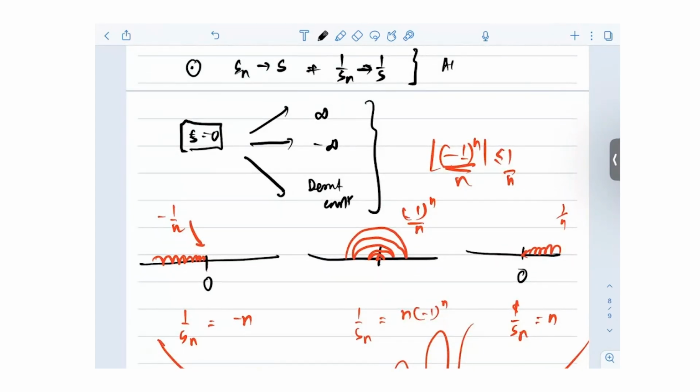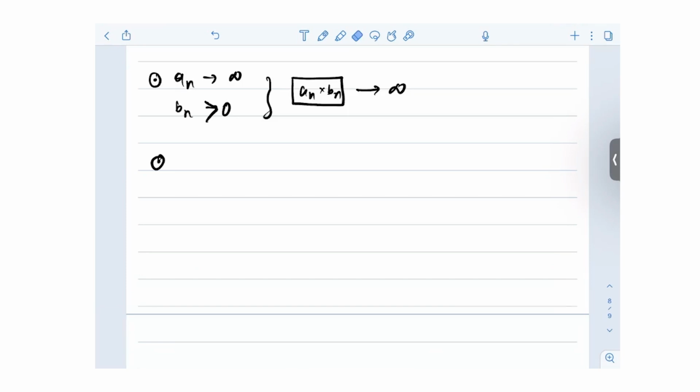Great. What else? So how does infinity behave? We have understood the algebra of limits for finite things. For infinite things, it's like this: if an is going to infinity, let's say, and bn is greater than 0, even if I don't know the limit, an times bn will go to infinity. This is one infinity result.